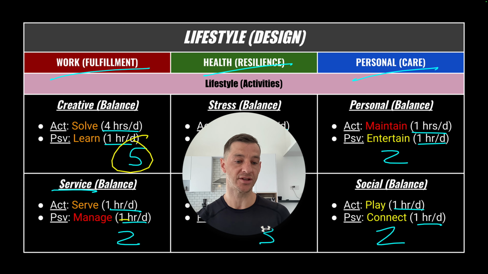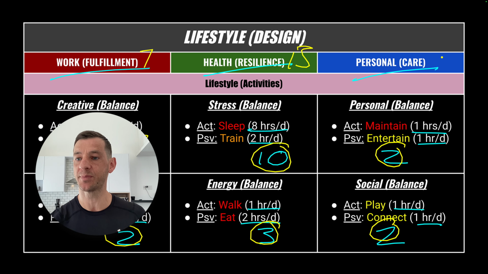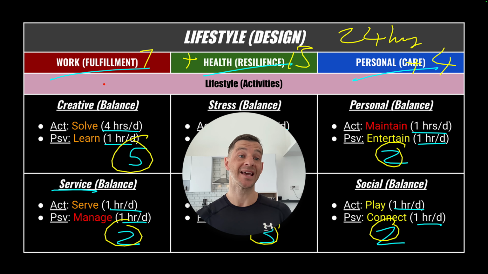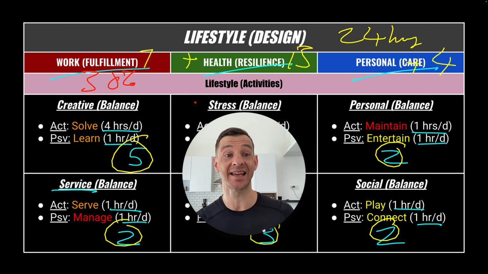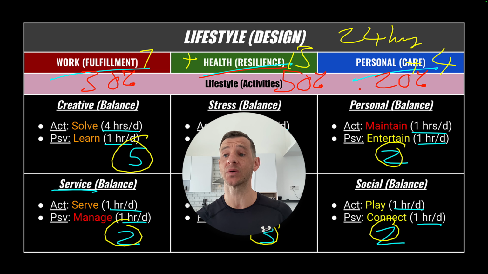In total, we have 5 and 2, or 7 hours in the work domain, 10 and 3, or 13 hours in the health domain, 2 and 2, or 4 hours in the personal care domain. 7 plus 13 plus 4 gives us 24 hours. Another way to look at this is that 30% of our day is dedicated to activities of work to help us maintain our socioeconomic status. 50% of our day is dedicated to activities of health to help us maintain and develop our physical potential. And finally, 20% of our day is dedicated to activities of personal care to help us maintain our emotional well-being.